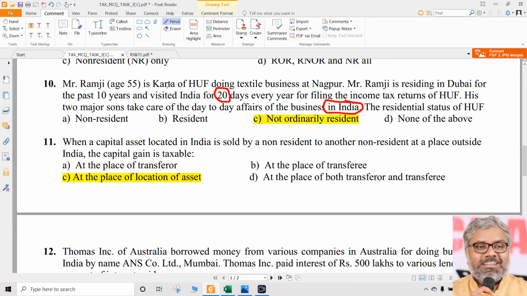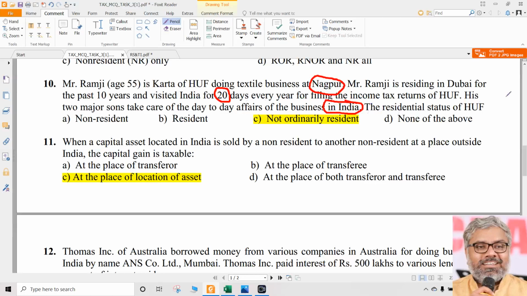We cannot say he is Karta, so he will have control. You are not the one to decide, I am not the one to decide. What does the question say? It says that majorly the day-to-day affairs are all taken care of. The business is in India, first of all, at Nagpur, and his sons are handling the business in India. So definitely the control and management of affairs is happening in India only. He is not doing any control from Dubai.